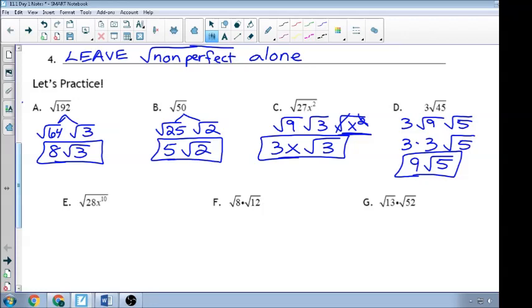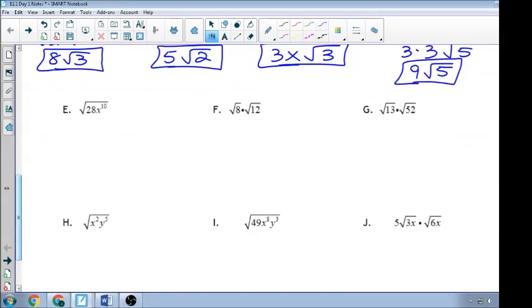On to E. Again, think about what is a perfect square and a not perfect square that are factors of 28. Well, I can break 28 into the square root of 4 and the square root of 7. X to the 10th. This is where I was talking about the groups of 2. How many groups of 2 do we have? Well, I can break x to the 10th into x squared, x squared, x squared, x squared, and x squared. That shows me all 2, 4, 6, 8, 10 different x's, right?